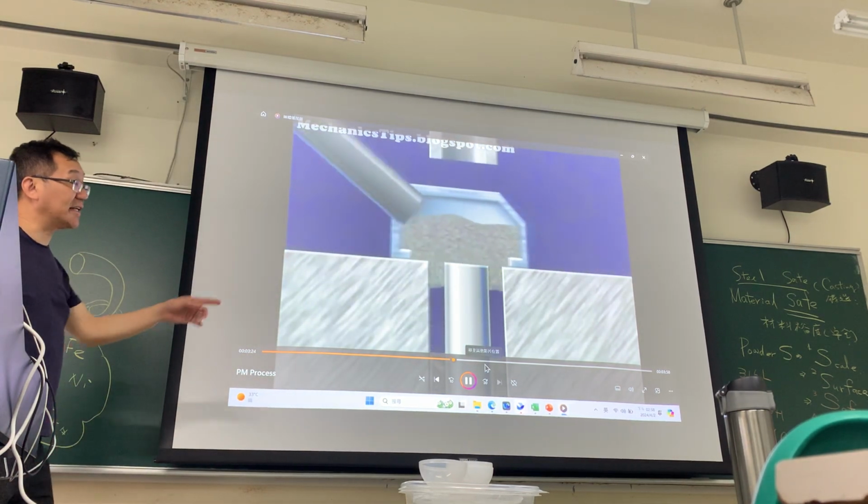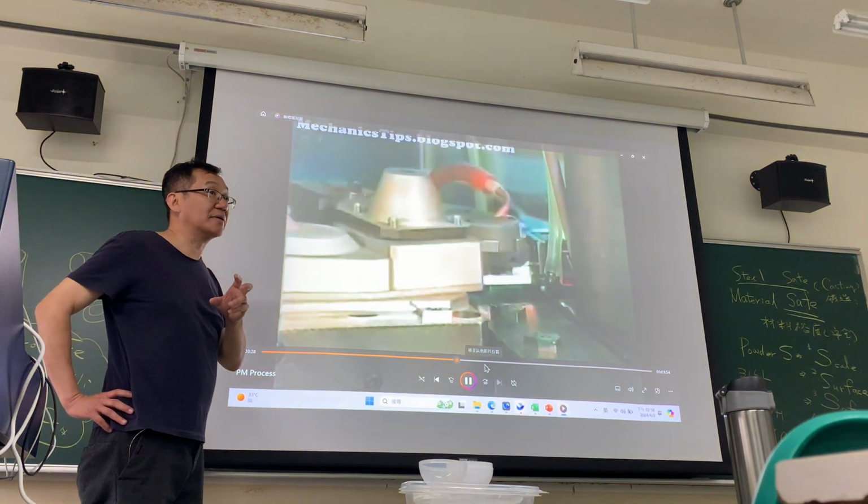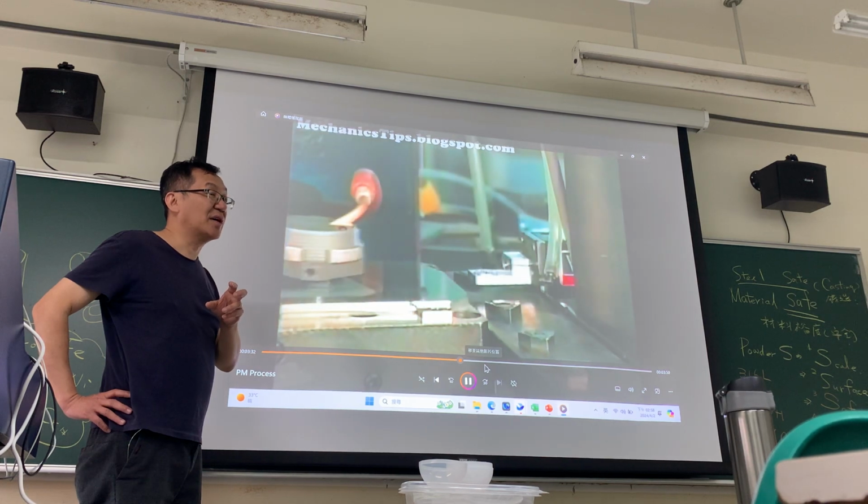So we need to use the raw powder, not the injection powder, into the die. The fine powder also can be pressed. The powder size should be 17 to 150.